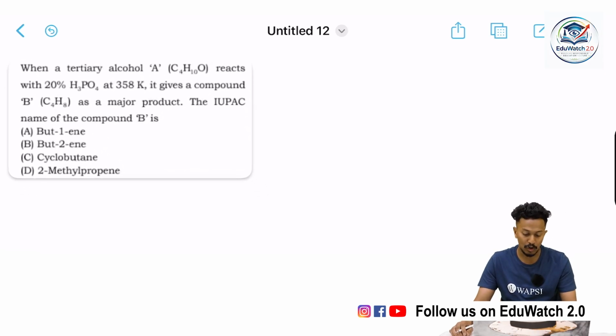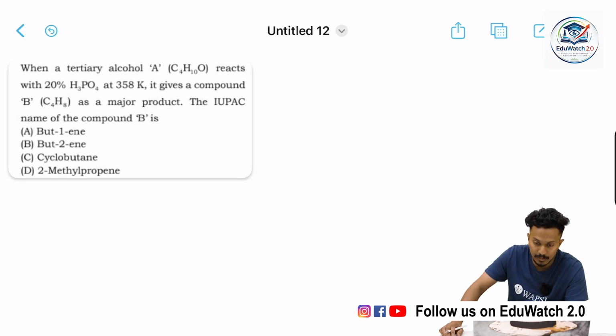When a tertiary alcohol A reacts with 20% H3PO4 at 358 Kelvin, it gives a compound B, C4H8, as a major product. The IUPAC name of the compound B is? How could we identify the IUPAC naming of this compound?